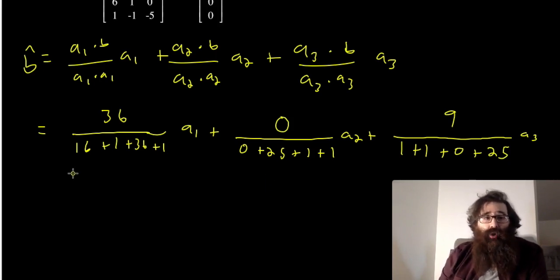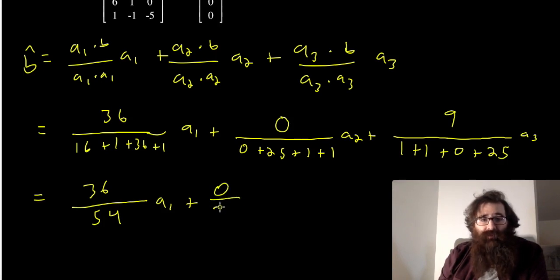And let's clean up these coefficients, because you know they're important. I have 36 divided by, here I have 16 plus 36, so 40, then 52, plus 1 is 54, times a sub 1, plus, and this is 0 divided by 27 times a sub 2. And here I have 9 over 27 times a sub 3.